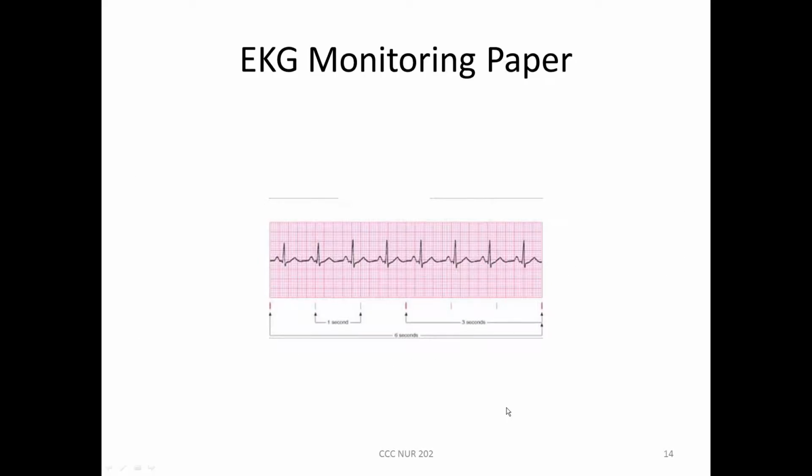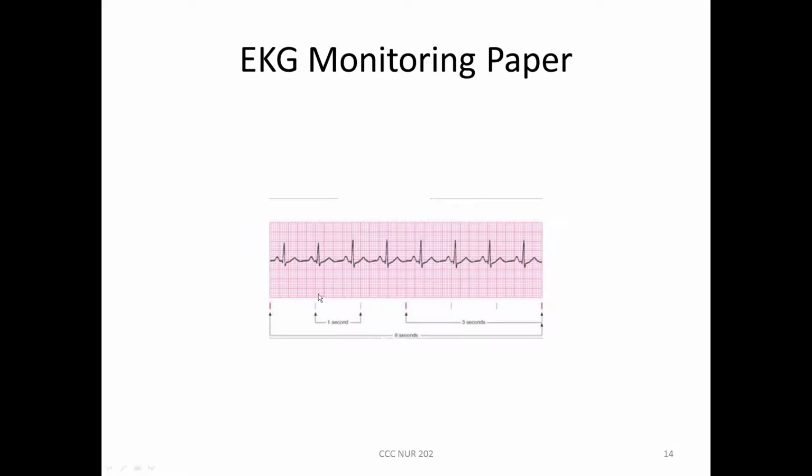Here's an EKG monitoring paper. The easy way to calculate rate is to look at a strip and count the QRS, and the R is at the top, so that's what I count. 1, 2, 3, 4, 5, 6, 7, 8. That would be a heart rate of 80.